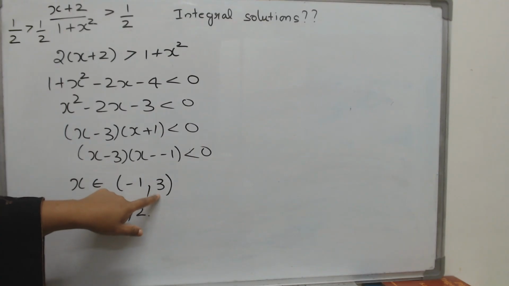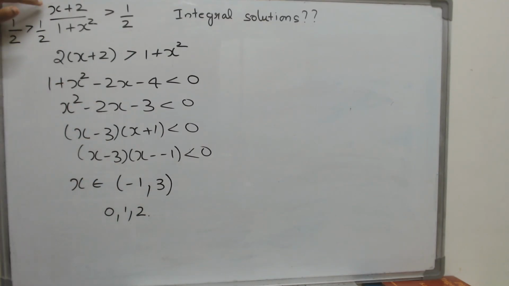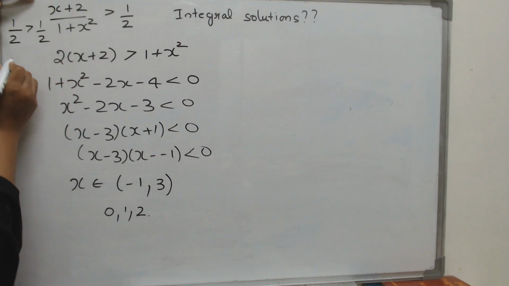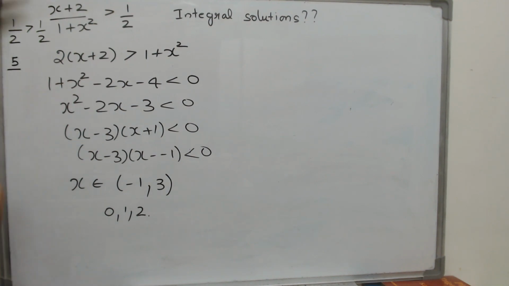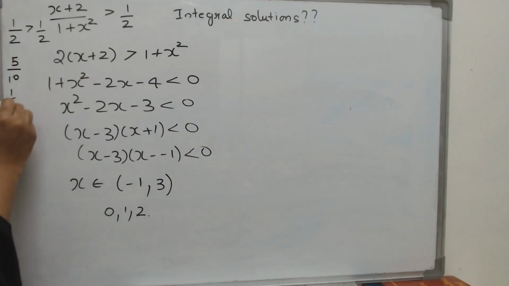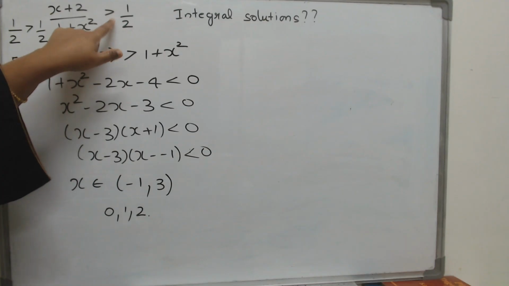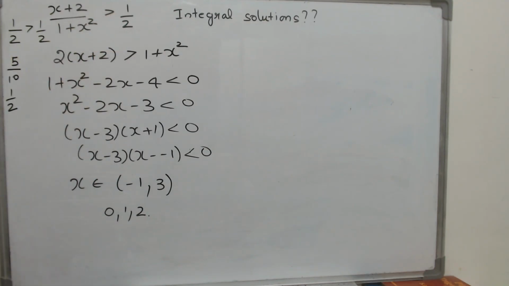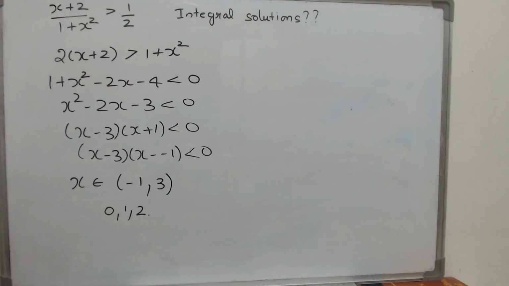The same here with 3. Try putting 3. What do you get? If you put 3, the numerator becomes 5. And what about the denominator? It becomes 10. Again, it becomes half, which is not possible because we are looking for a strict inequality. So there are three integral solutions, 0, 1 and 2. That is the answer that we were looking for.